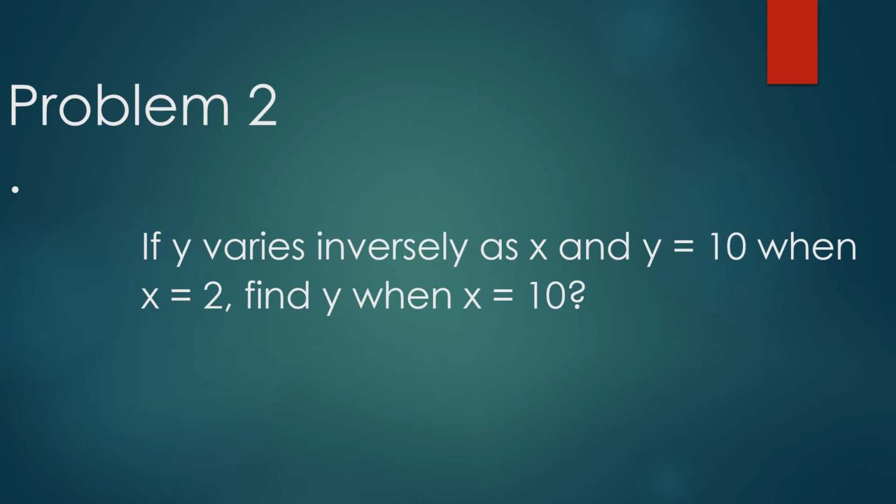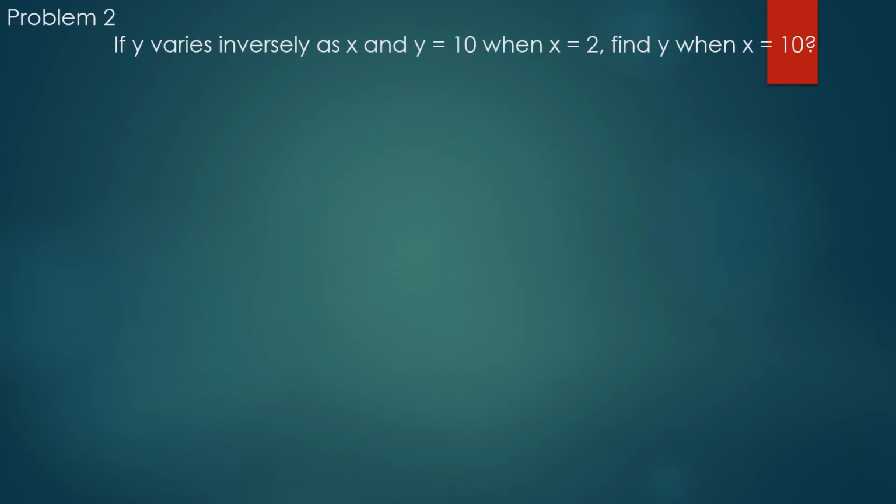Okay, problem number 2. If y varies inversely as x and y is equals to 10 when x equals to 2, find y when x equals to 10. Okay? So, we have here situation na merong dalawang value na duha ka value ang ato ang x o ato apong y. So, duha-duha sila. Okay? So, duha-duha sila. So, atong buhaton na lang po tayo mga steps ana.